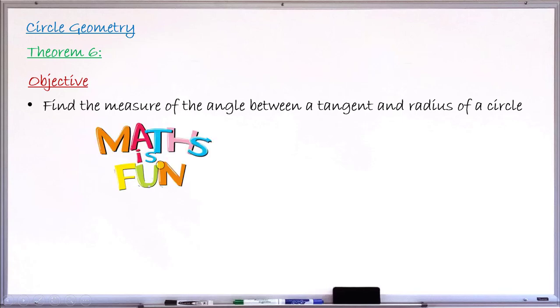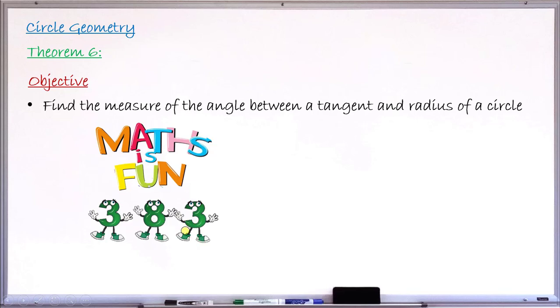In your favorite segment of the lesson, that is Maths is Fun, today, my dear student, I will explain this interesting number 383 after completing my lesson today, so don't go away.